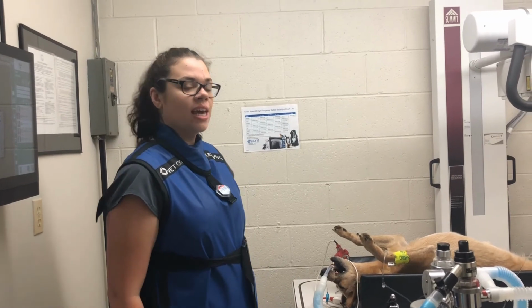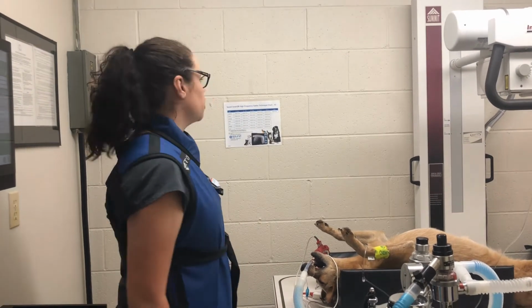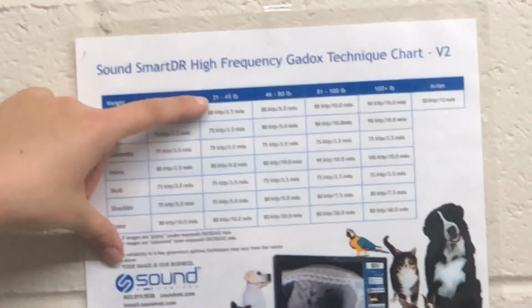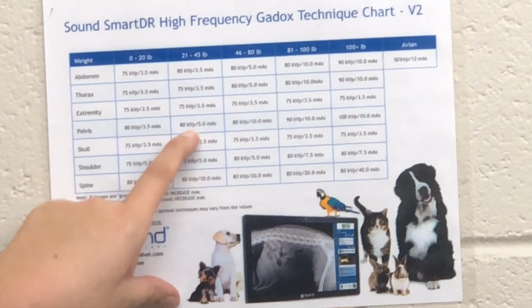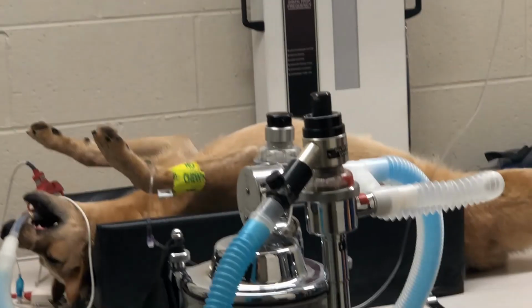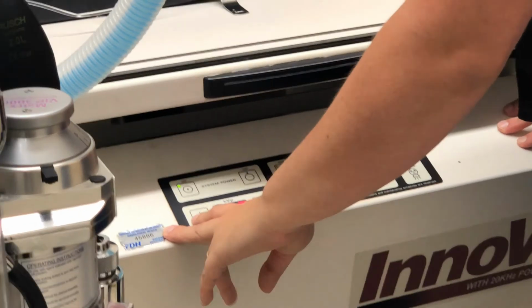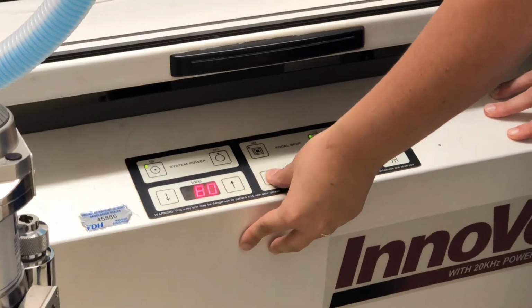Okay, today we're going to be taking our ventral dorsal view of Sadie's pelvis for her OFA rads. We're going to consult our technique chart. Sadie is 37 pounds, so she's between the 21 and 45 pound limits. We go down to pelvis. She's going to go on 80 kVp and 5 mAs. We'll go over here, turn our machine on. Alright, so it comes already set on the 80 kVp, and then we'll take our mAs down to 5.